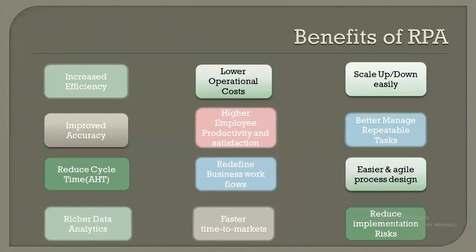The next one is easier agile process design. The next one is richer data analytics, as most of the RPA tools like UiPath and Automation Anywhere have analytics-related concepts also introduced. And fast time to market: the implementation process is very easy, and in a much faster manner you can implement the process and take it to market. The next one is reduced implementation risk. The risk is very low because there is no need to write any code, just drag and drop.